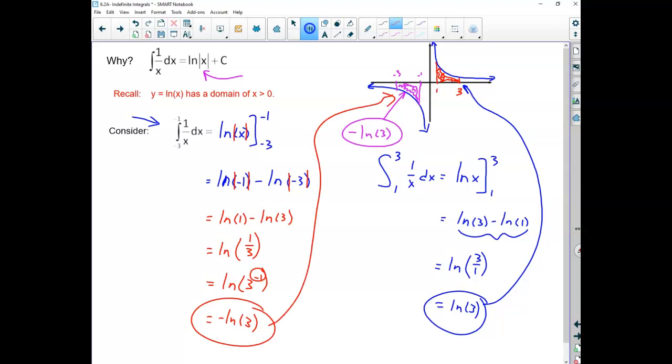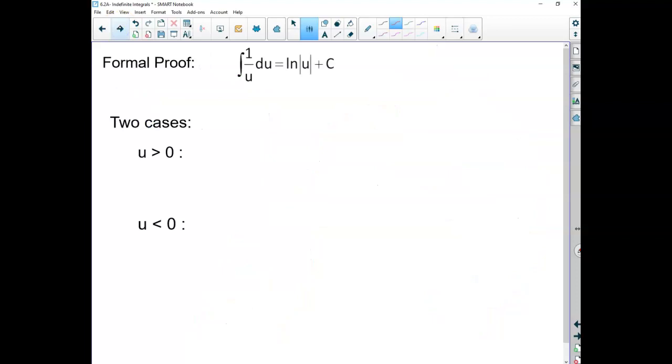Okay, but a proof cannot be used with numbers. Why? That thing needs to be the absolute value of x. So I'm going to take you one more page deeper, and we're going to look at a formal proof that the integral of 1 over u du equals the ln absolute value of u plus c. So basically, we are proving that the derivative of the ln absolute value of u plus c actually equals 1 over u, okay?